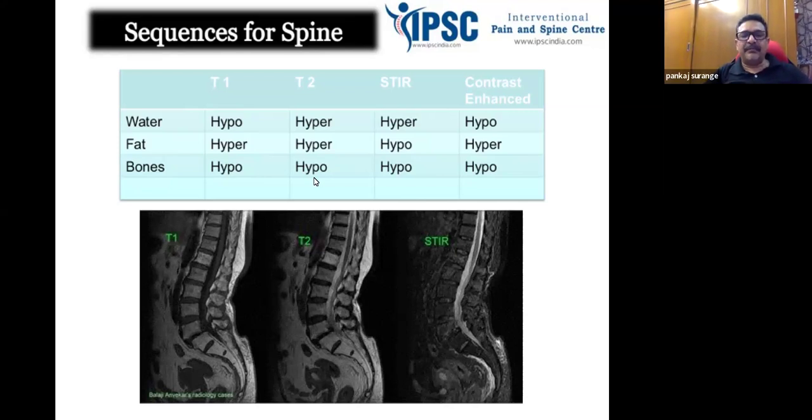We'll come to that. Treatment options for Modic type 3, I'll come to that when we discuss the body changes. What is the importance of hemangioma? I'll just take this now.